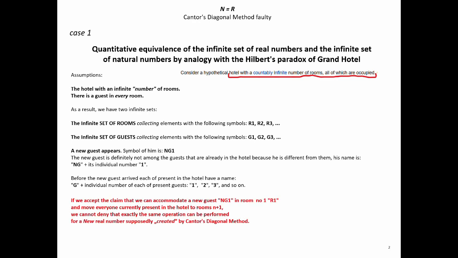If we accept the claim that we can accommodate a new guest in room number 1 and move everyone currently present in the hotel to rooms n+1, we cannot deny that exactly the same operation can be performed for a new real number supposedly created by Cantor's diagonal method.